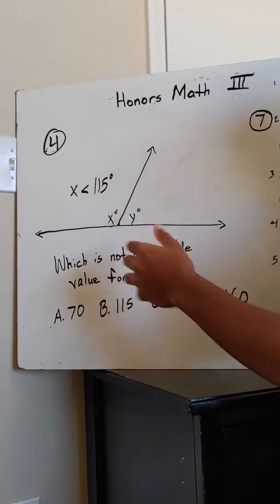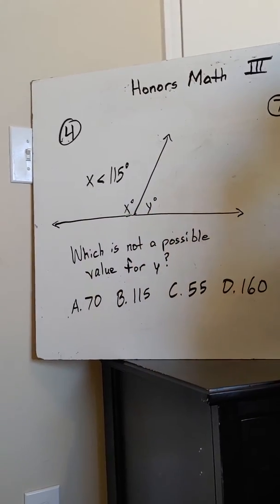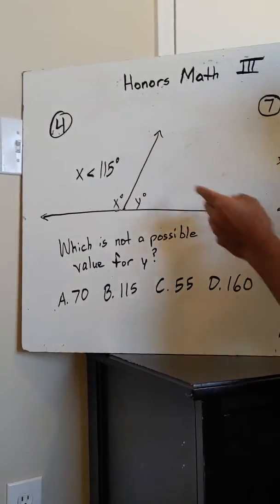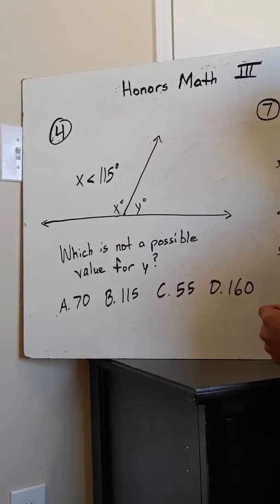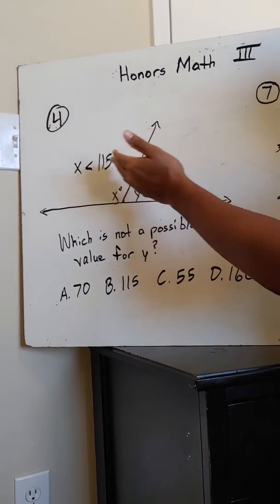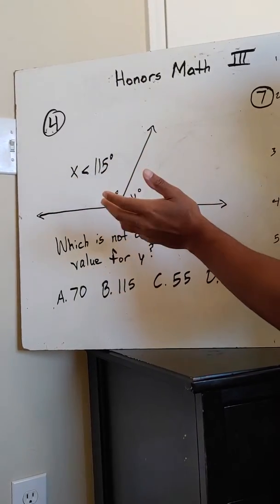Linear pair should be supplementary, meaning these two angles should add up to 180 degrees. And they state that X is less than 115 degrees. Well, since they have to combine to be 180 degrees, the minimum value for Y will be 65 degrees, being that 65 plus 115 is 180.